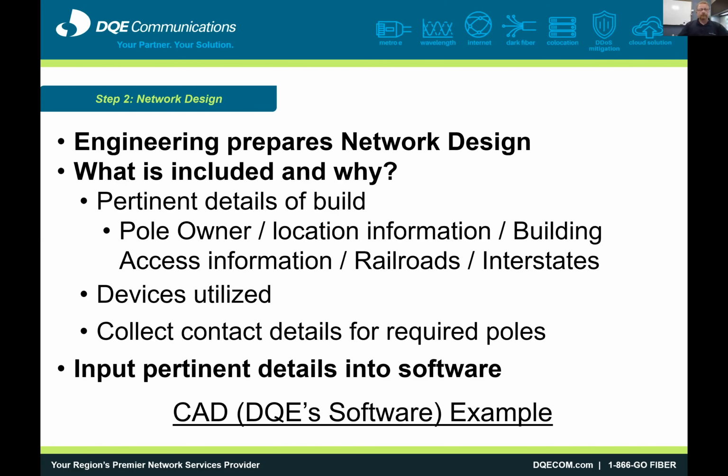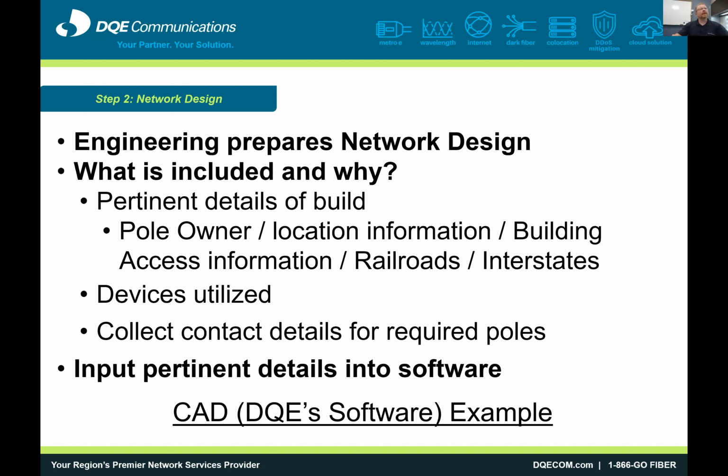Okay, now we're going to talk about the network design. Engineering prepares a network design. Typically, what DQE uses is computer-aided drafting, or CAD, and we'll look at an example of that here in a minute. Now, other companies could use SolidWorks, SketchUp, Autodesk, Inventor, DraftSite, OSP Insight. There's many different ways companies can use engineering software to design a route. So we'll go over a quick example of a CAD route.